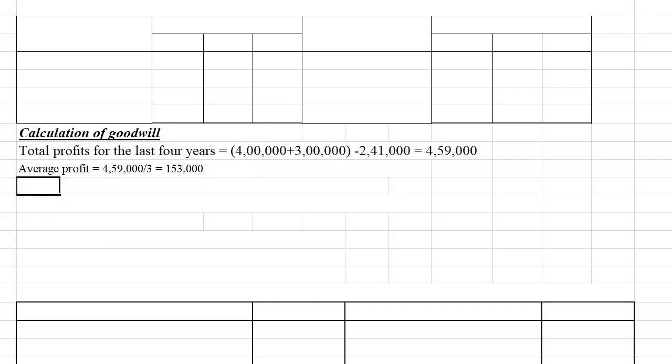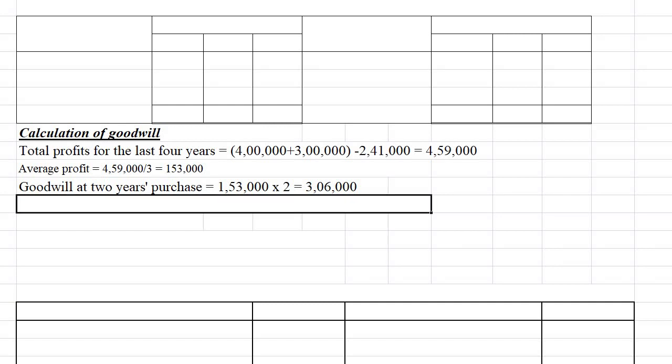And we have to calculate goodwill. Goodwill is 2 years purchase of actual average profit. So goodwill at 2 years purchase of actual average profit is 3,06,000. That is the total amount of goodwill for the firm. Now what do we have to find out? Yes, we have to find out R's share of goodwill. R's share of goodwill is equal to 3,06,000 into 2 by 10. That is his share of profit.